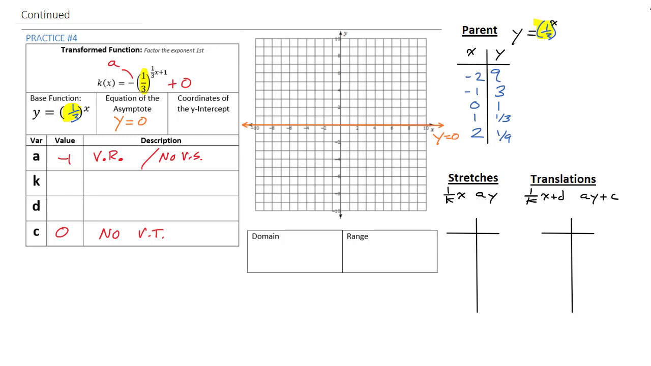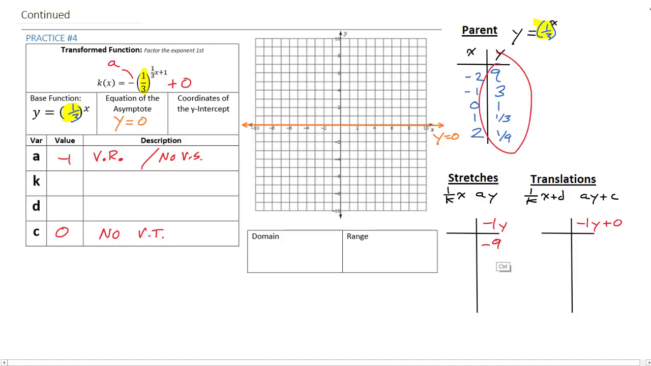So what are we going to do? Multiply all the y coordinates by -1, and then we add nothing to them, so they're not going to change. If I want to keep my table going, all that happens is all these y values up here just switch from positive to negative. So we got -9, -3, -1, -1/3, and -1/9. And then same thing here, I'm just going to copy them over. Now again, -1/3 is just -0.3 repeating. -1/9, if you go 1 divided by 9, is -0.1 repeating. So that's pretty easy.